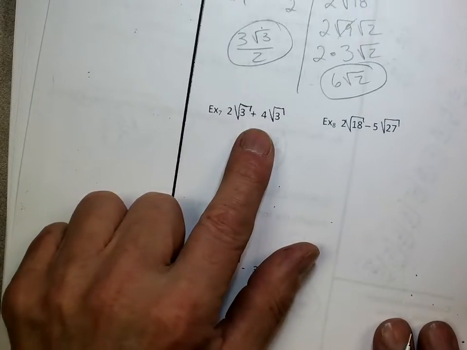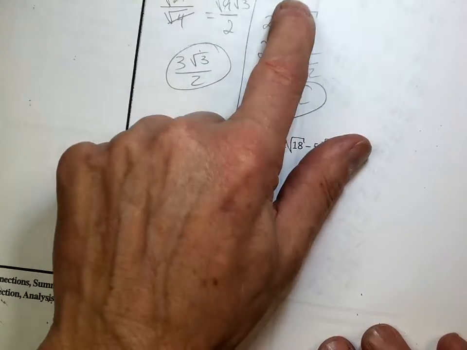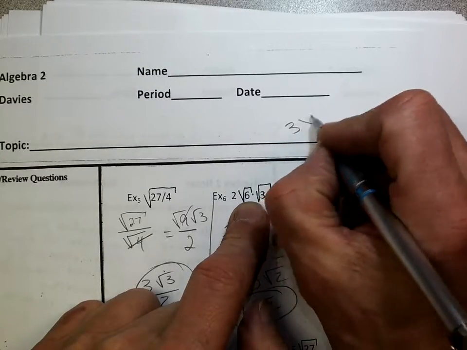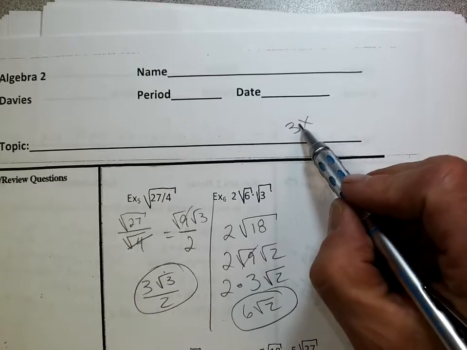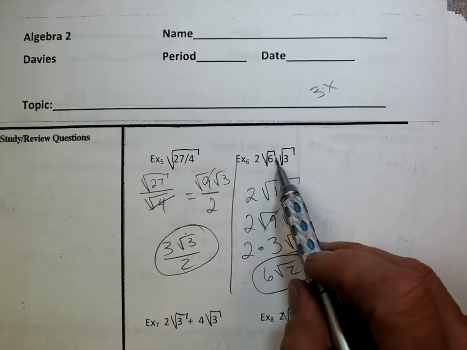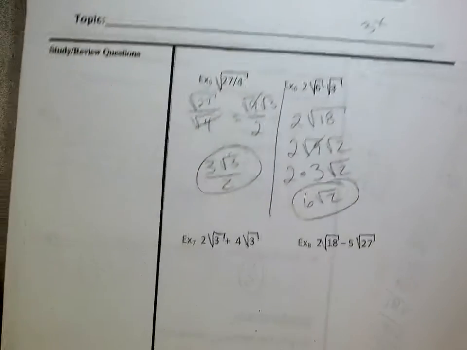But now look at example 2 or example 7. This one we are going to add. So think about this. When you have a 3x, we don't put a little times sign in there, but we know it's 3 times x, right? These are the same way. Even though there's no little symbol in here, if they're right next to each other, we've got to multiply, okay? Good question.